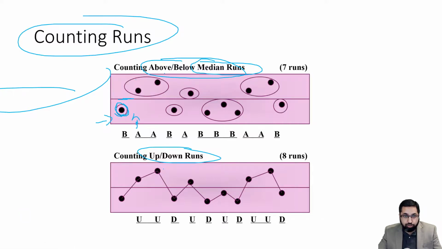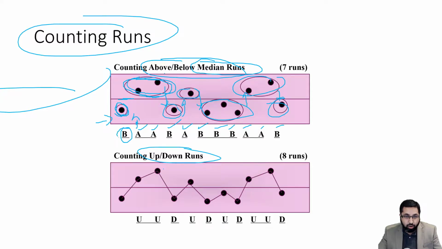Then I start a new circle, a new run, and I circle all the observations above the line until it jumps down below. I'm able to circle 2 of them. Then I circle 1 because again there's a jump. Then I circle 1, then 3, then 2, then there's a jump down, and I circle 1. So you can write it at the bottom like this: below, that's B, then above, A, then B, then A, then B, then A, then B.